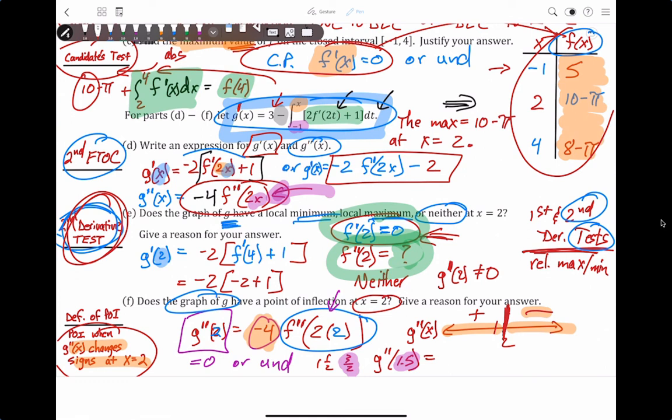So we're going to say, per the definition of point of inflection, yes, the graph G has a POI at x equals 2. And you can say that because G double prime of x changes signs. You could say at 2 or around 2, or you could say it changes signs from positive to negative. And that's it. Hope this extra practice helps, guys.